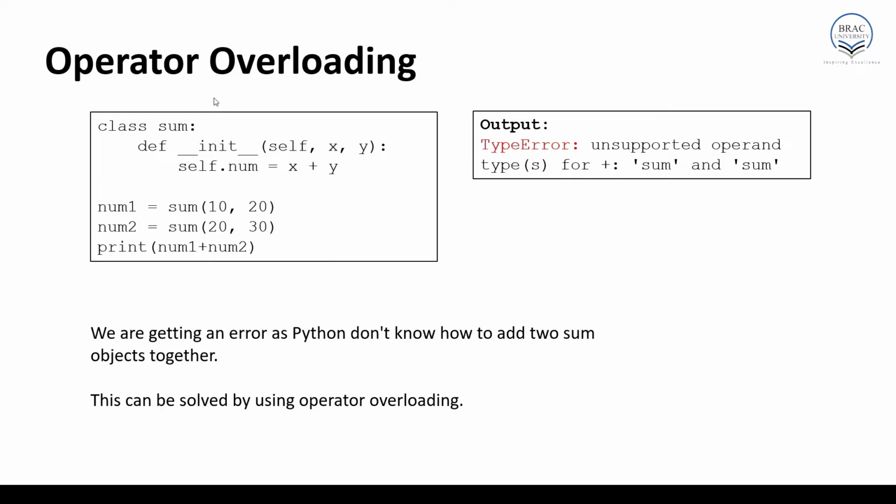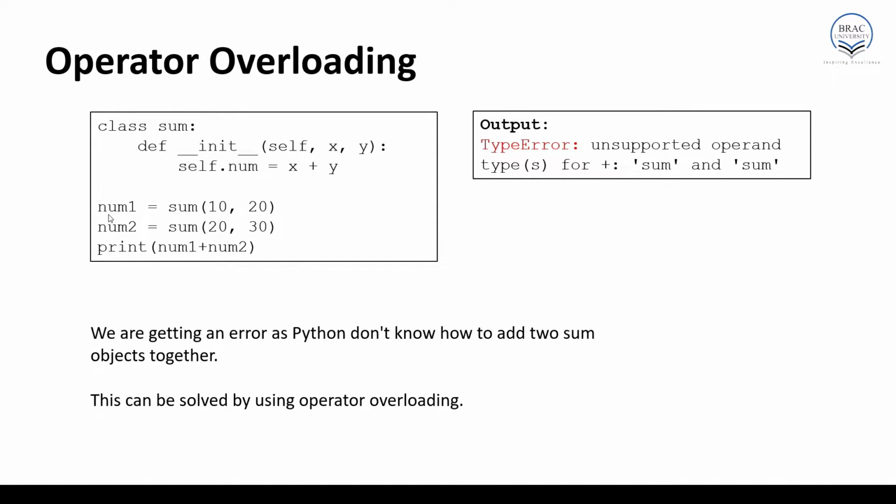For example, this is my Sum class, a user defined Sum class, right? The Sum class has only one constructor here, the init method, and it is taking x and y, and its own reference as always. So self.number equals x plus y. This is my very simple class. And I'm creating an object of this class. That means num1 equals Sum(10, 20), right?